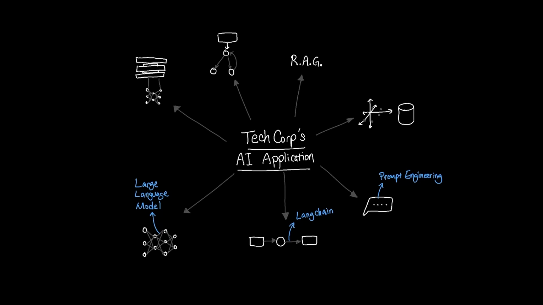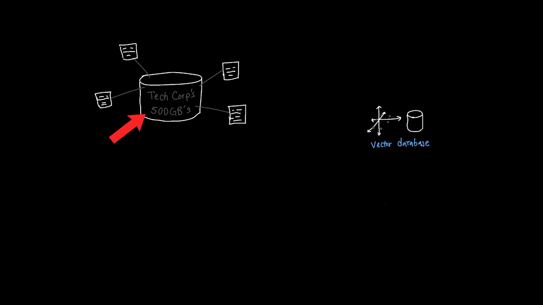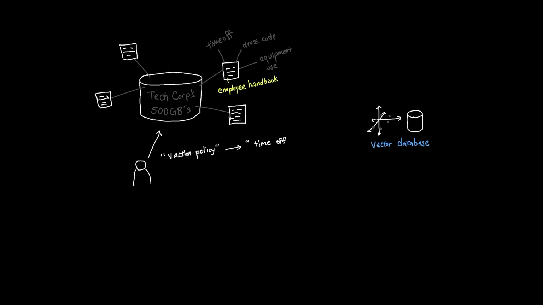So now that we have the LangChain application, we need to be able to search through these large sets of documents. Let's say inside the 500 gigabytes of documents, your company has a document called Employee Handbook that covers policies like time off, dress code, and equipment use. Employees might ask terms like vacation policy, but miss time off guidelines. While these are common questions that people would typically ask, building a database around this requirement can be tricky.